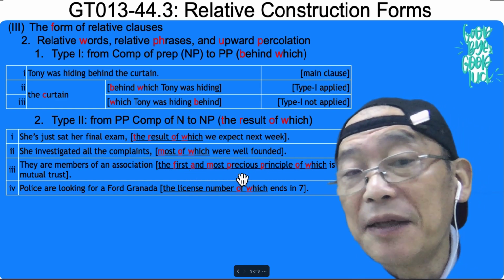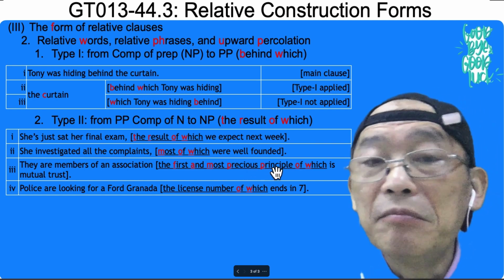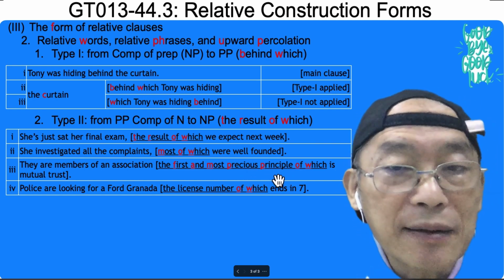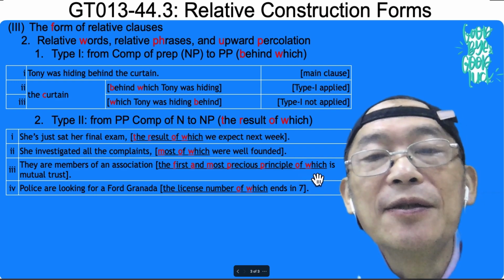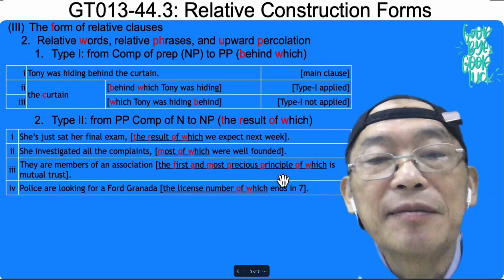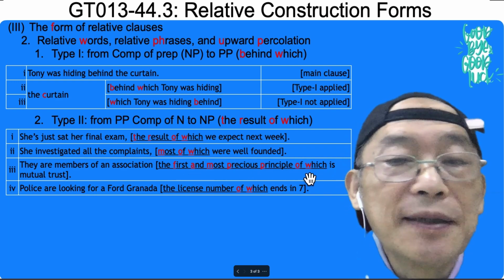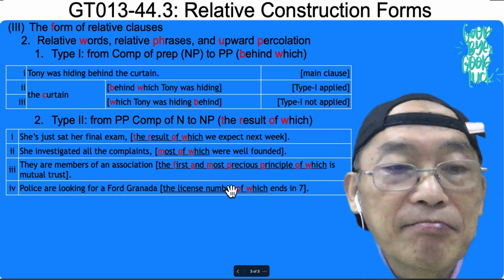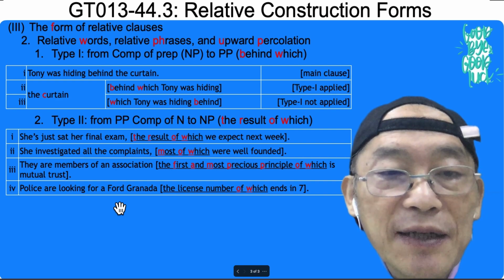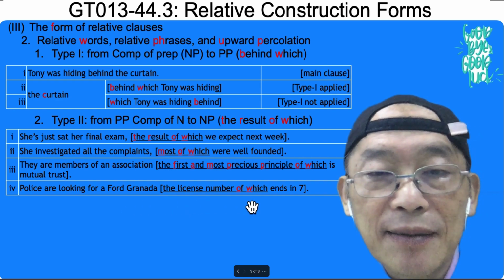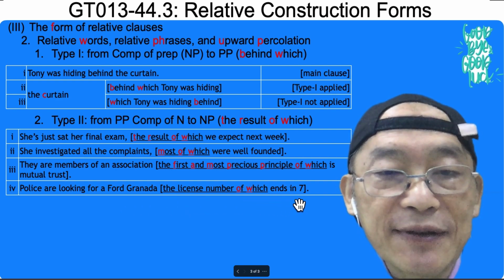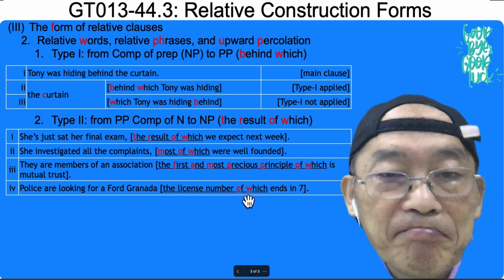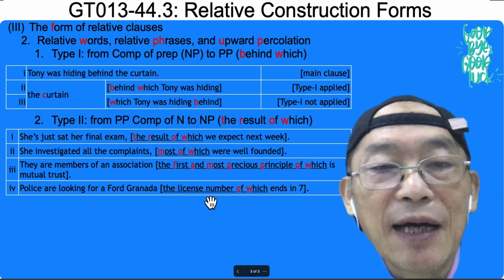The adjective is a dependent or modifier, modifying the head noun. This is also a modifier, modifying the head. So the whole thing is a noun phrase because the head is a noun. Police are looking for a Ford Granada, the license number of which ends in 7. Yeah. From PP to noun phrase again, type 2.